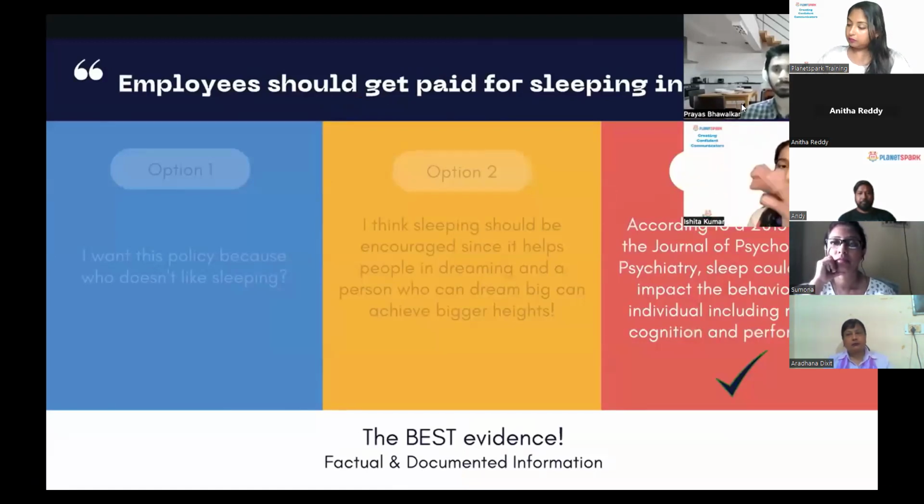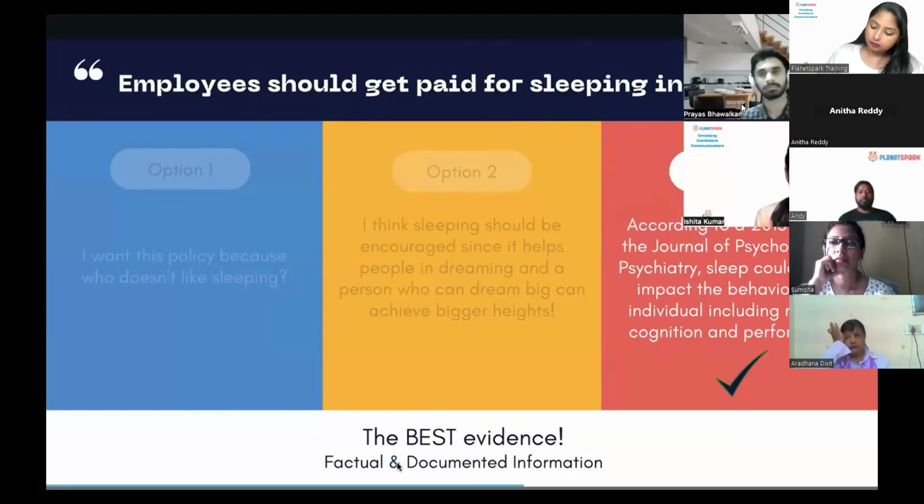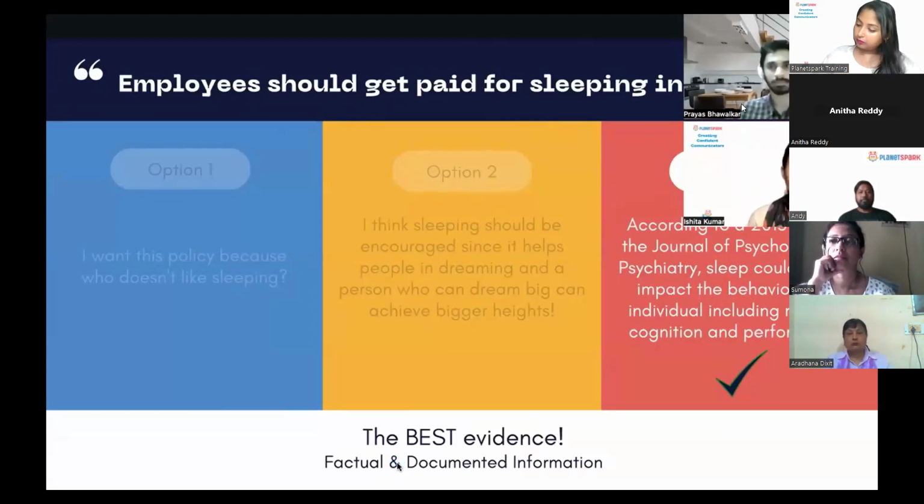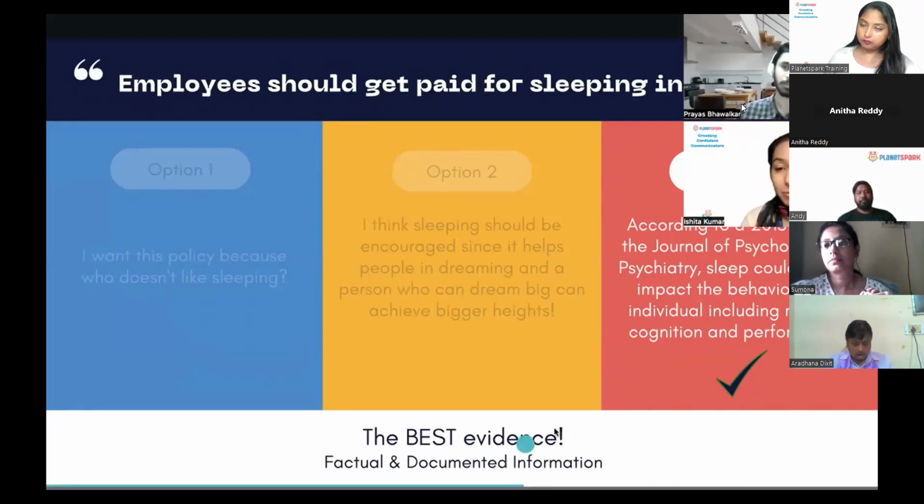So let's just look once again at one of these, right? Remember this line, the argument that we had read, employees should get paid for sleeping. And for that, we had chosen the third evidence. Why did we choose the third one as the evidence? Seemed like researched and had some factual information involved. Absolutely, right? So evidence has to be something that is researched, a factual data, documented information. Then only we will be able to support our argument, right?